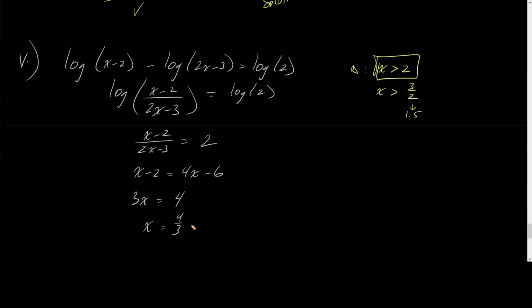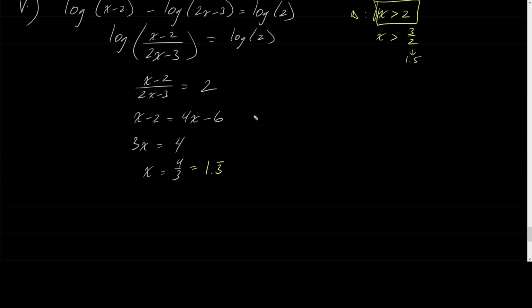4/3, however, is approximately 1.3. Well, it's actually exactly equal to 1.3 with the 3 repeating, right? Now that would not be bigger than 2. It also wouldn't even be bigger than 1.5, right? So what does that mean? Well, that means that here this has no solution, because this right here is an extraneous solution. And the extraneous solution was our only possible answer here, and therefore no solution.